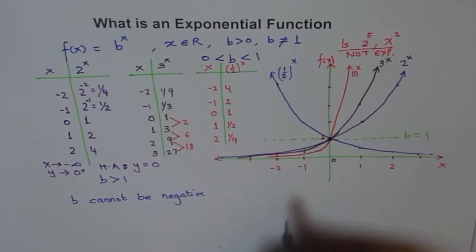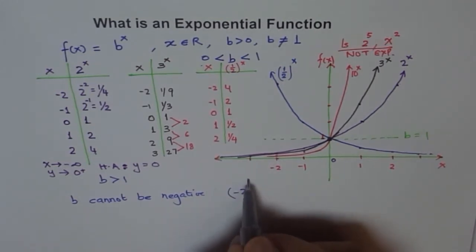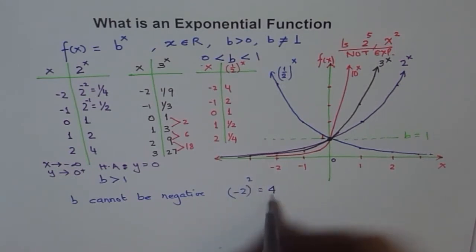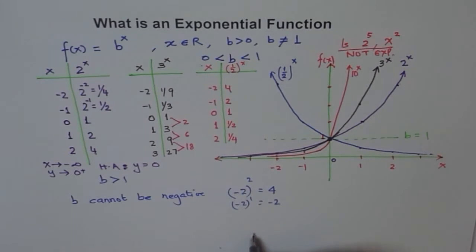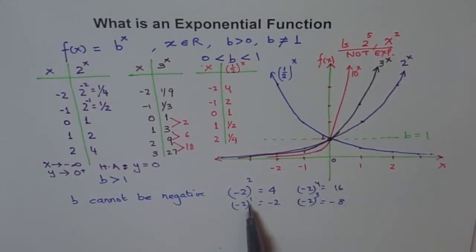Think like this. Let us say b is minus 2. Minus 2 to the power of 2 is 4. Minus 2 to the power of 1 is minus 2. Minus 2 to the power of 3 is minus 8, right? And minus 2 to the power of 4 is 16. So do you see, as the power goes 1, 2, 3, 4, it changes sign.